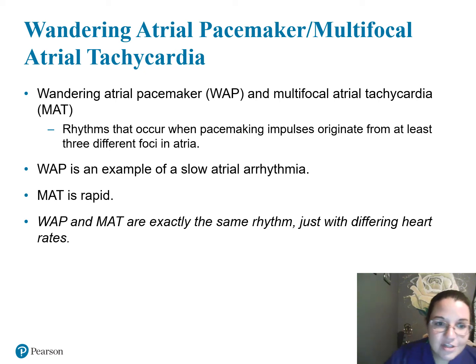Well, your sinus rhythms, if you remember, you have what's called your sinus bradycardia, which is your slower rate, and your sinus tachycardia, which is your faster rate. So if I'm talking about the atria, I am going to have a WAP, which is my slower rate, and a MAT, which is my faster rate. And these can come from at least 3 different foci in my atria. A little cheat sheet: your MAT, that T stands for tachycardia, faster rate.